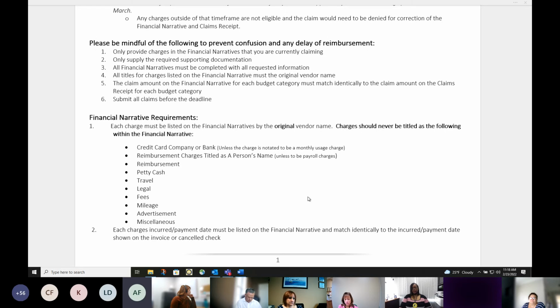Next question, if you are reimbursing someone, for example, an employee for a claim expense, do you list the payee or the vendor? It's always going to be the original vendor name that should be listed on your narratives. And we're actually getting into that right now. That's actually what we're coming up on.